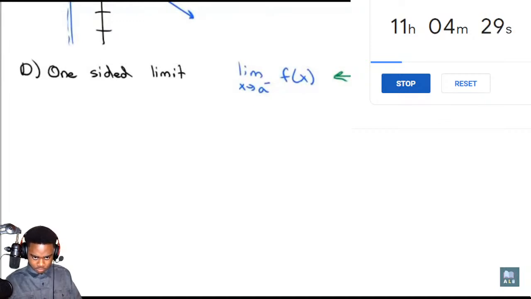Versus if I want the limit as x approaches a with a little positive superscript, that positive superscript means I only want to come from the right side.